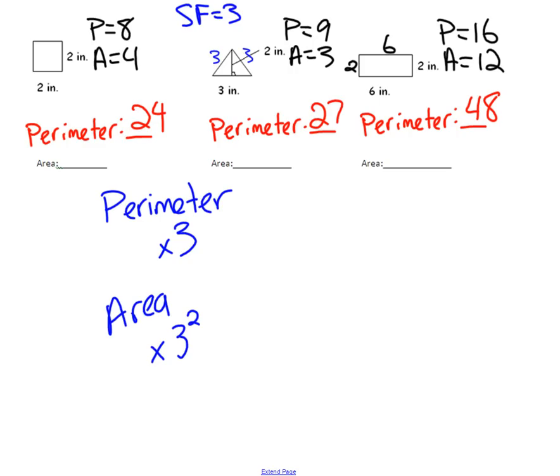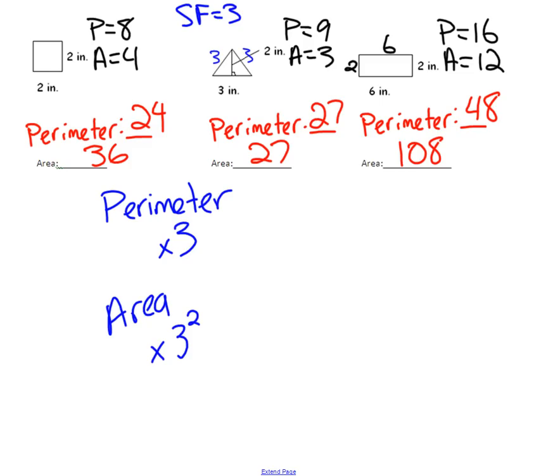All right, then we do the area. So our original area was 4. What are we going to multiply that by to get the new area? Times 9. So 4 times 9 is 36. Okay. We take the area of the triangle. The original was 3. What are we going to multiply that by? 9. That's going to give us 27. And we get one of those special numbers where perimeter and area are the same thing. Isn't that neat? All right, and the last one, the original area was 12. So what are we going to multiply 12 by? And that's going to give us 108.